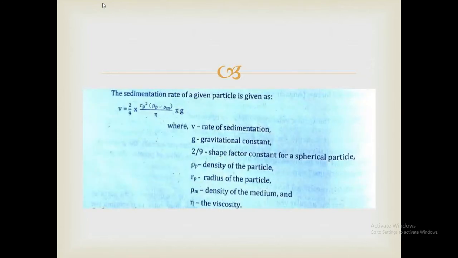The sedimentation rate of a given particle is given by another formula. You need to learn it very nicely. V = (2/9) × Rp² (ρP − ρM) / η × g. V is the rate of sedimentation. g is the gravitational constant. 2/9 is the shape factor constant for a spherical particle. ρP is the density of the particle. Rp is the radius of the particle. ρM is the density of the medium. And η is the viscosity.